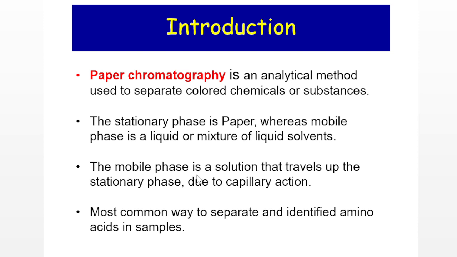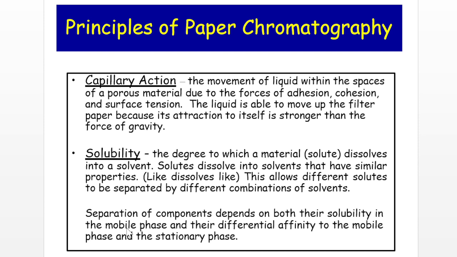The mobile phase is a solution that travels up the stationary phase due to capillary action. It is the most common way to separate and identify amino acids in a sample. Paper chromatography is mostly used to identify amino acids in a sample. Let's come toward the principle of paper chromatography.